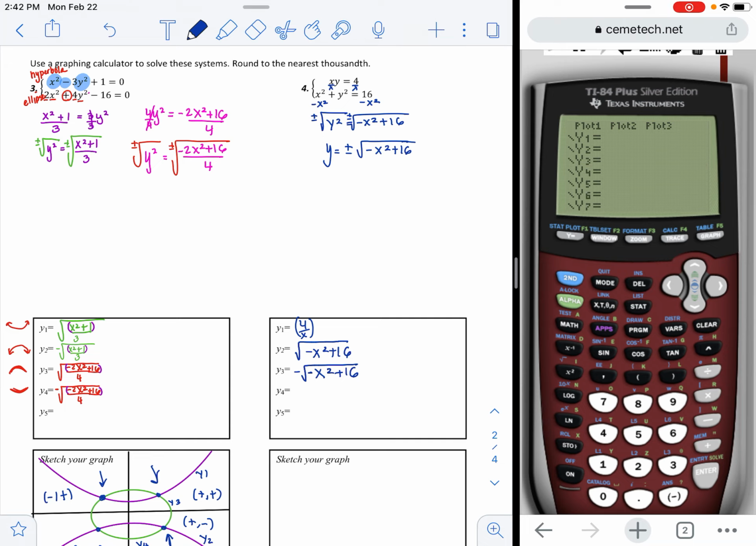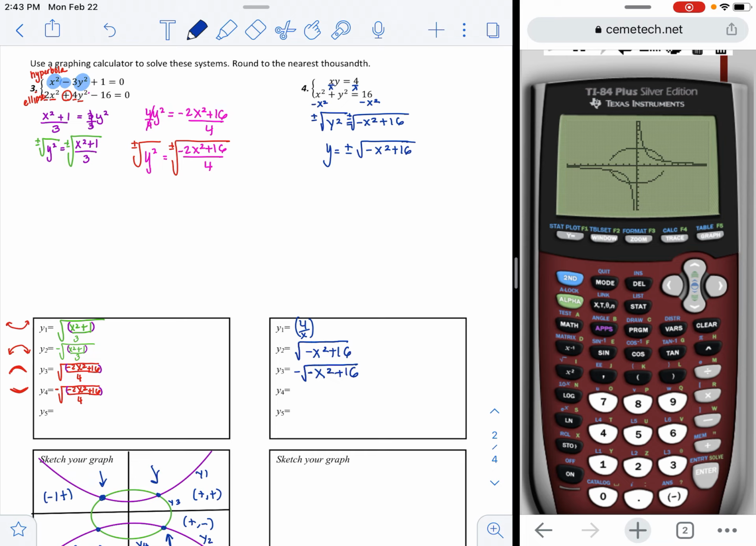Okay, time to put this in our calculator. So we're going to go to y equals, clear, clear, clear, clear. Go to y1. Parentheses 4, parentheses 4 divided by x, close parentheses, down. Square root of negative x squared plus 16, down. Negative square root of negative x squared plus 16. You can just hit the graph button because you didn't change anything.